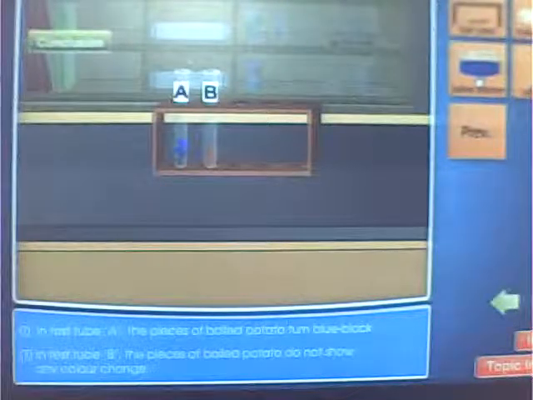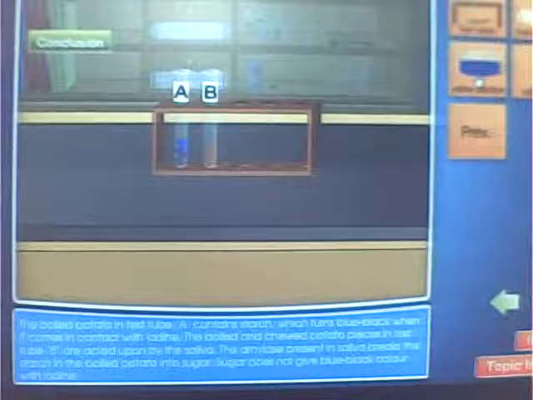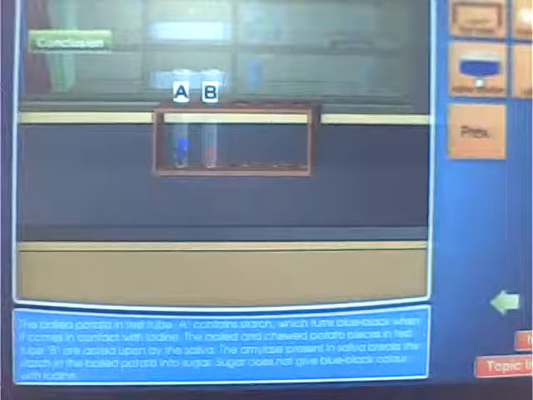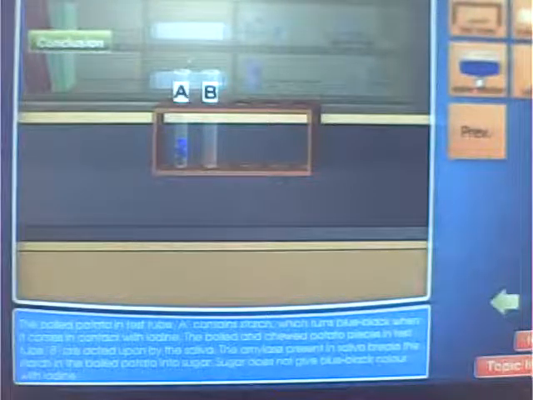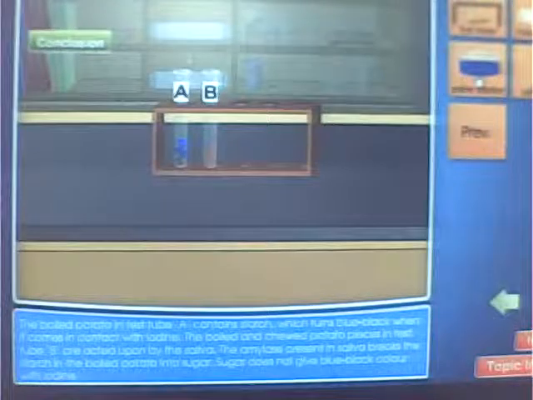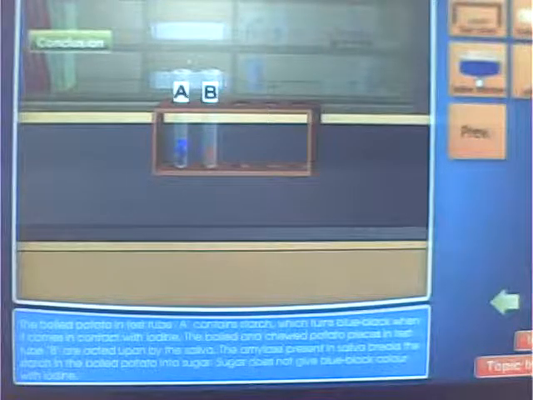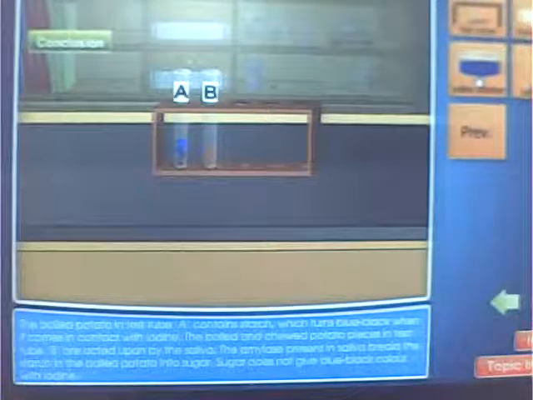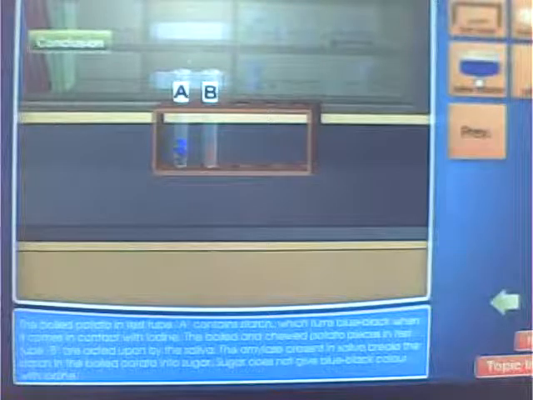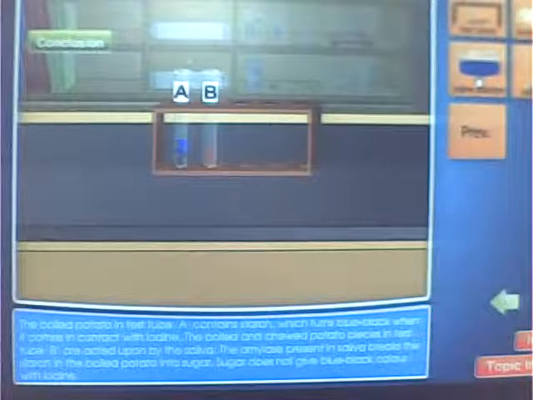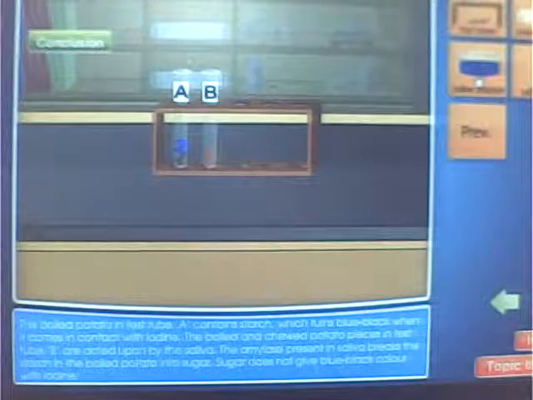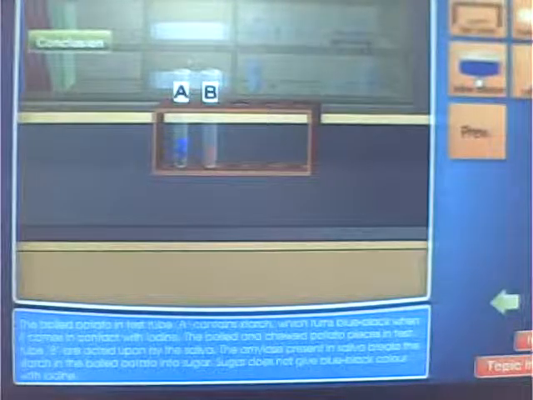Conclusion: the boiled potato in test tube A contains starch, which turns blue-black when it comes in contact with iodine. The boiled and chewed potato pieces in test tube B are acted upon by the saliva. The amylase present in saliva breaks the starch in the boiled potato into sugar. Sugar does not give blue-black color with iodine.